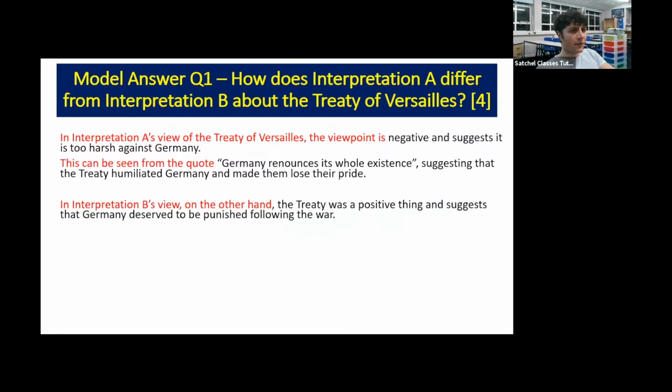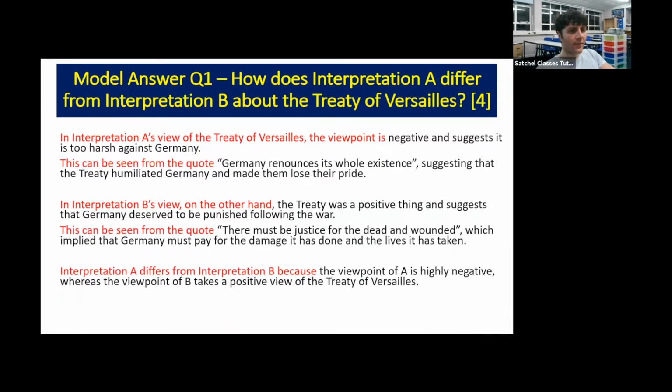So you may just want to have a look at the full model answer here. I'll just read this out. In interpretation A's view of the Treaty of Versailles, the viewpoint is negative and suggests it is too harsh against Germany. This can be seen from the quote, Germany renounces its whole existence, suggesting that the treaty humiliated Germany and made them lose their pride.